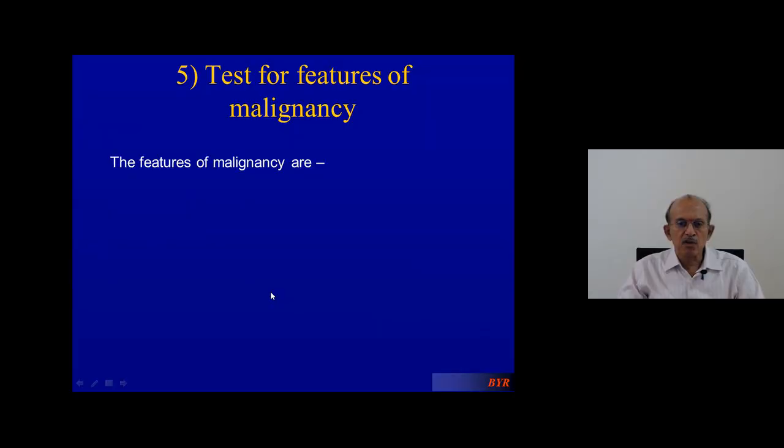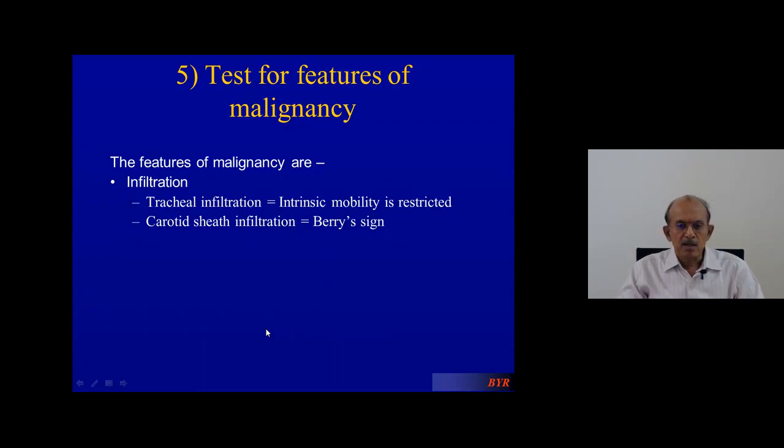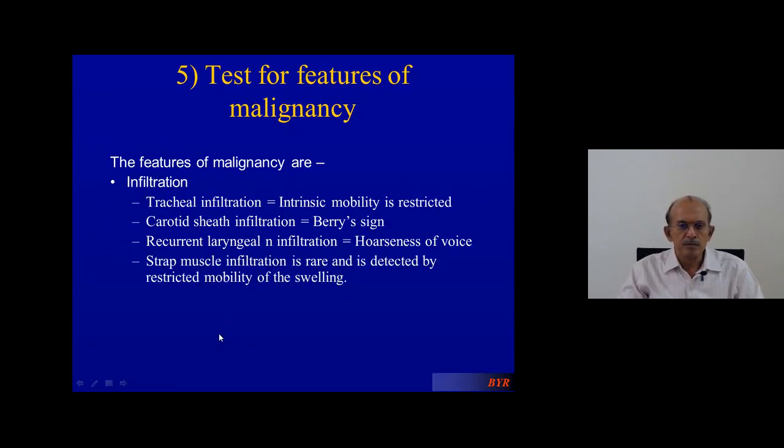Then test for features of malignancy. The features of malignancy being infiltration: tracheal infiltration, where mobility over the trachea is restricted; carotid sheath infiltration, look for the Berry sign; recurrent laryngeal nerve infiltration, there will be symptom of hoarseness of voice confirmed by laryngoscopic examination; strap muscle infiltration is rare and is detected by restricted mobility of the swelling; esophagus infiltration, there will be dysphagia.